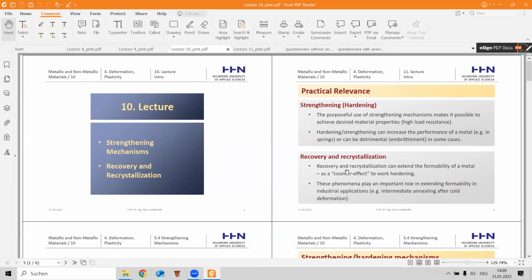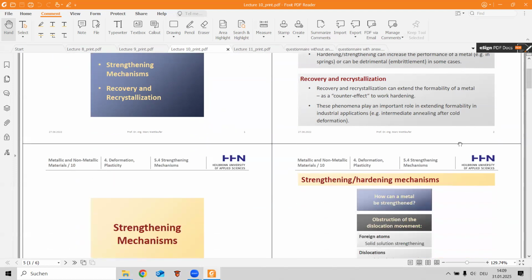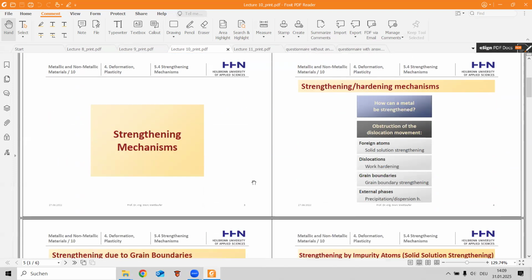Recovery and recrystallization. Recovery and recrystallization can extend the deformability of a metal as a counter effect to work hardening. These phenomena play an important role in extending deformability in industrial applications, such as intermediate annealing after cold deformation. Strengthening or hardening mechanisms: how can a metal be strengthened? Through obstruction of the dislocation movement.